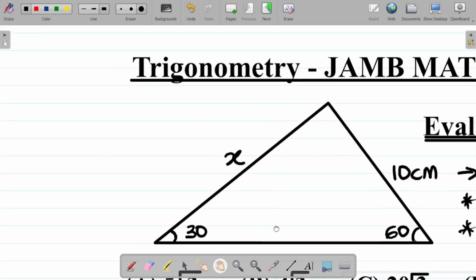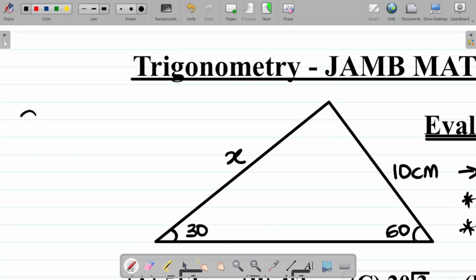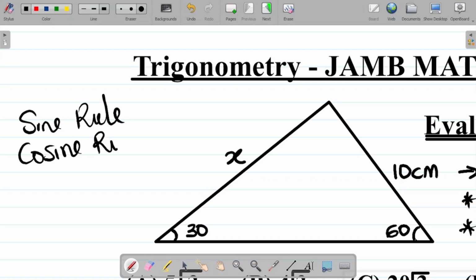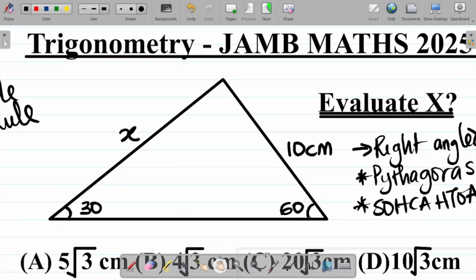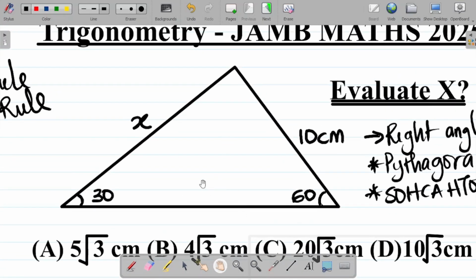If the triangle is not right angled, then we can use the sine rule or the cosine rule. So whichever method we use in this question depends on whether the triangle here is a right angle triangle. Most persons looking at this would say the triangle is not a right angle triangle. But before then, you tell me, what do you think? Is this triangle a right angle triangle or not?